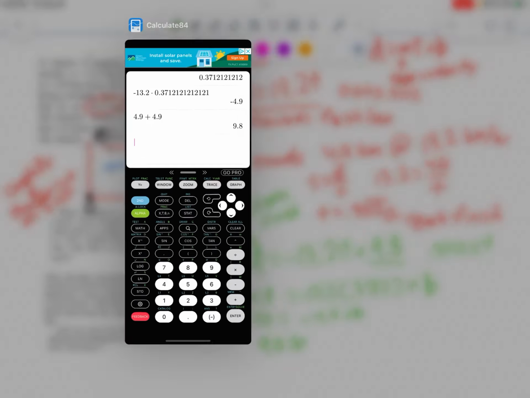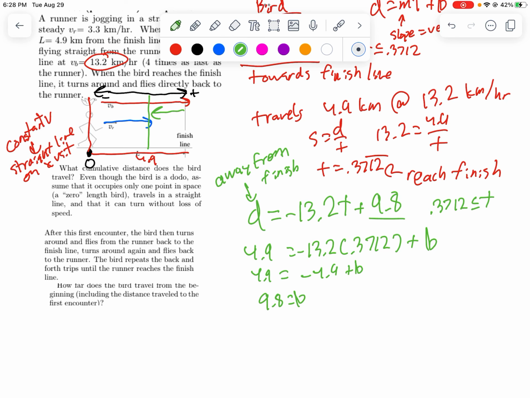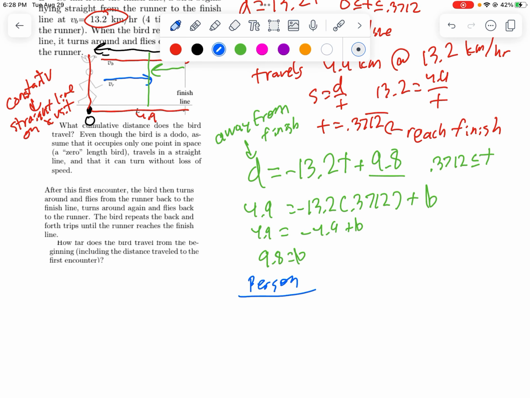Cool. So there's our two equations for the bird. Now we're going to find our equation for the person. The person is pretty nice because the person only goes in one direction, so we don't need to mess up any of the equations. So we just do our person: the distance our person travels is the person's speed, 3.3 kilometers per hour, and he goes to the right, so it's still going to be positive, times whatever time. Cool.